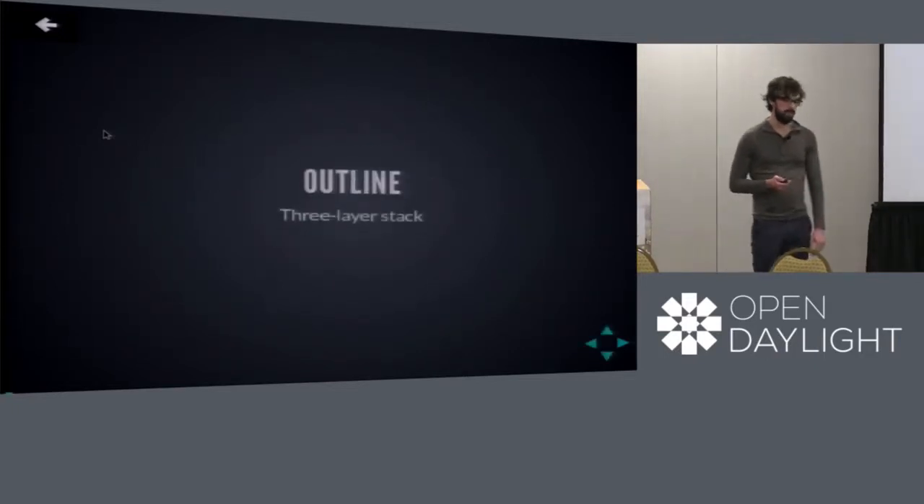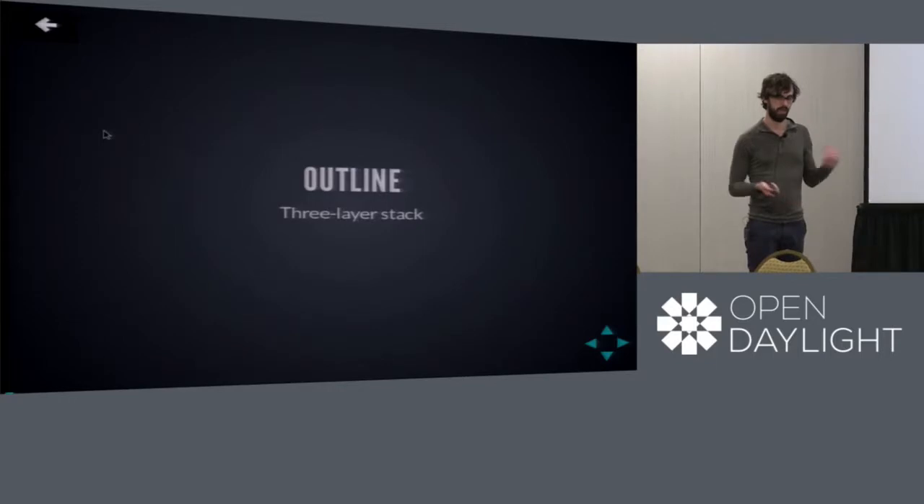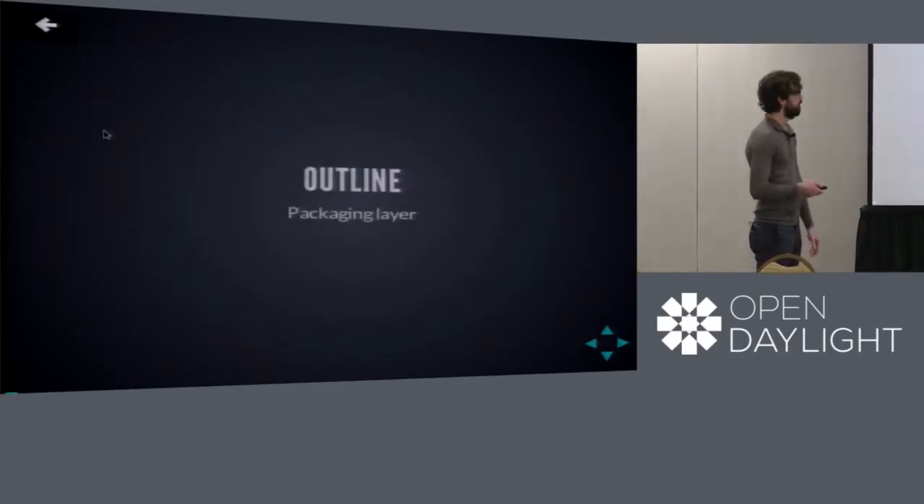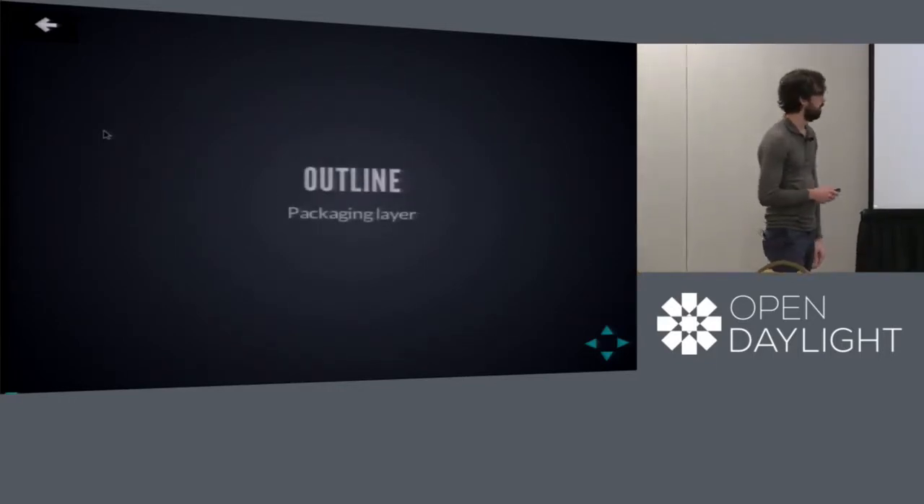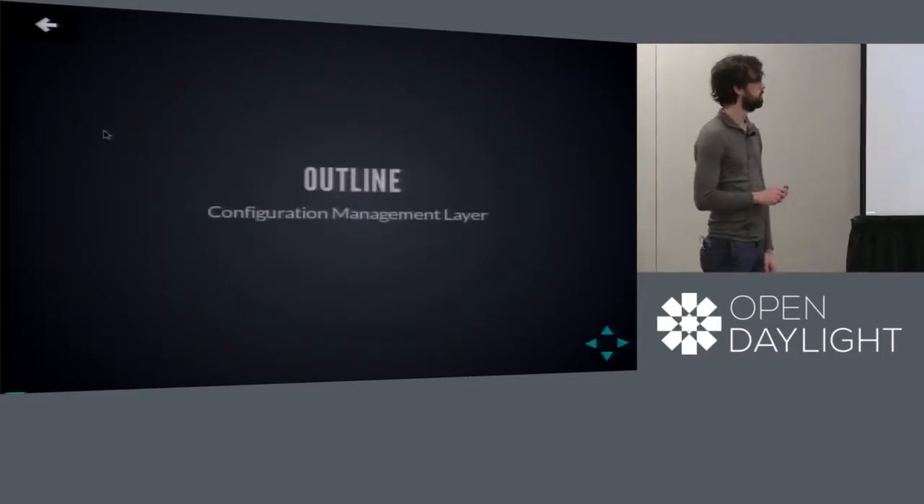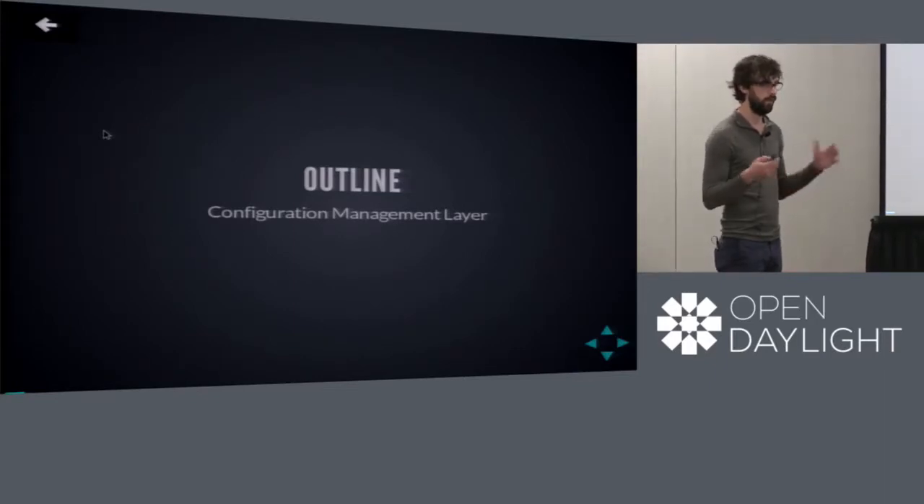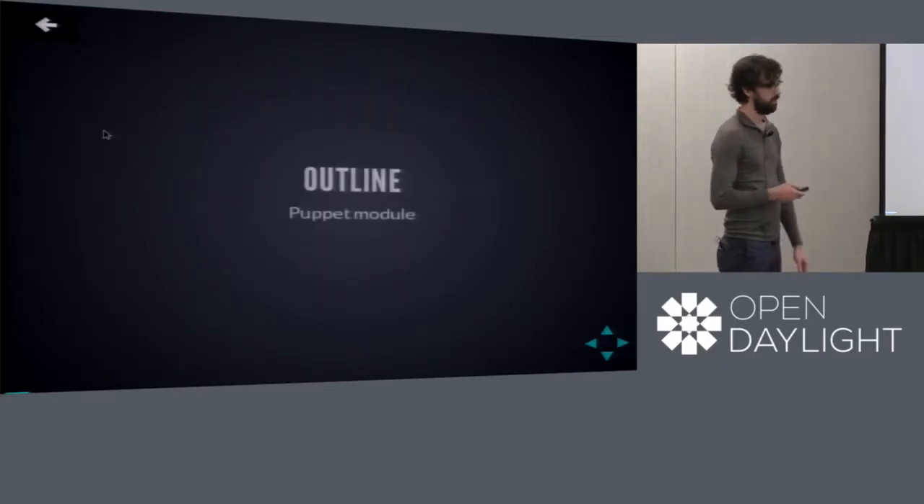So a quick outline about what we're going to be talking about today. I like to think of what we serve in terms of a 3-layer stack. I think the abstractions are useful in that way, so I'll be describing them in that order. The first layer is the packaging layer, which includes things like RPMs and debs. The second layer is a configuration management layer that consumes the packaging layer and then does additional configuration on top of that. This would be like our Puppet module and our Ansible role.